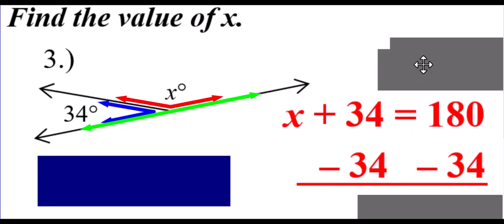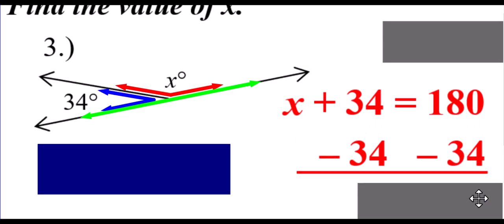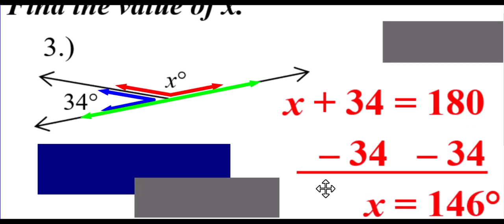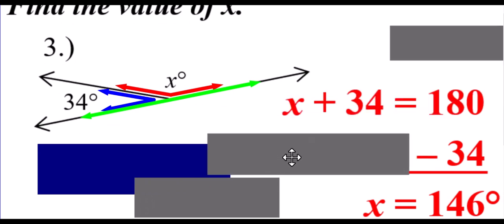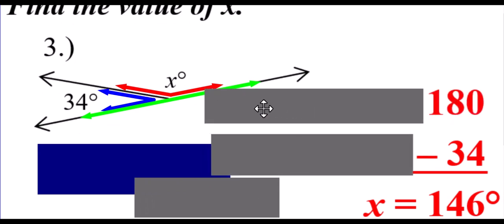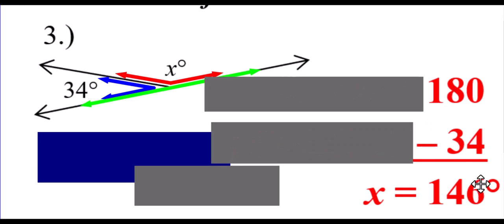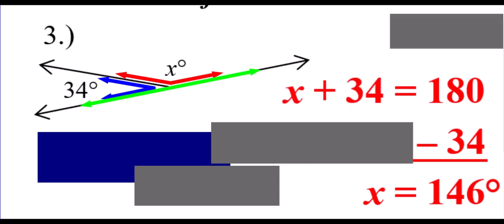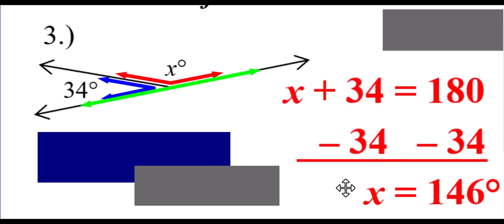Well, once again, inverse of adding is subtracting. That's going to give me 146 degrees. And like I said last time, you don't necessarily have to show your work as an equation. If you just did 180 minus 34, giving you 146, I have no problem with that. It's up to you whether you want to show it as an equation or not.